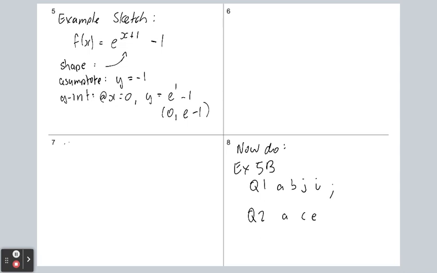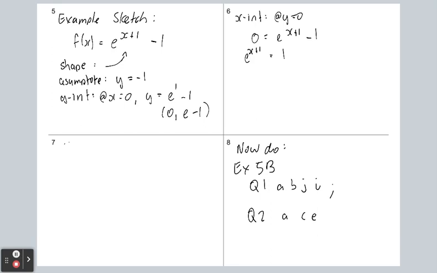Let's keep going. X-intercept, which is at y is equal to 0. Okay, so at y equal to 0, 0 is equal to e to the power of x plus 1, minus 1. Oops. So e to the power of x plus 1 equals 1. What could we do from here?